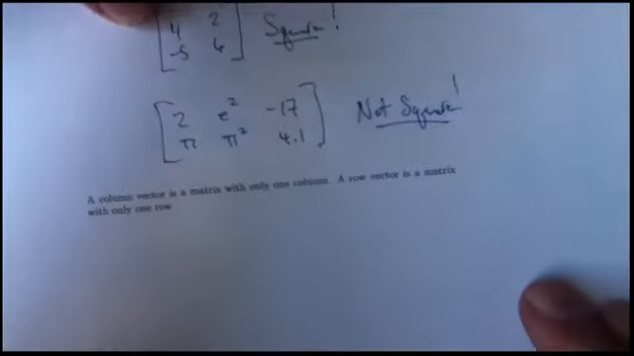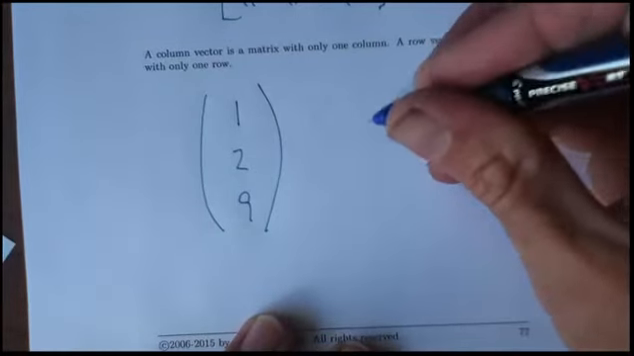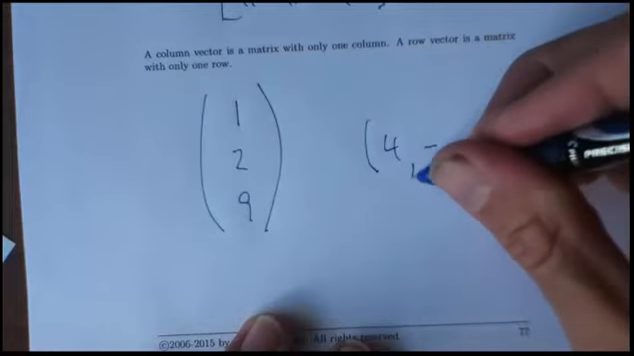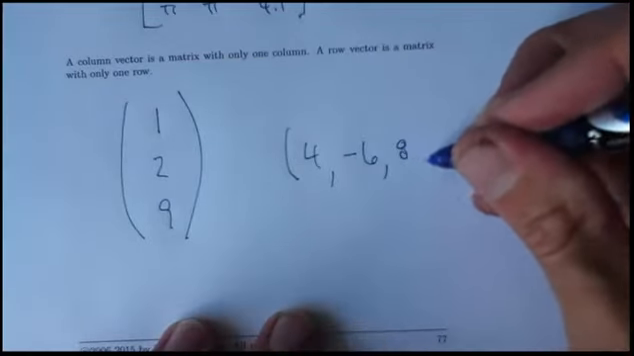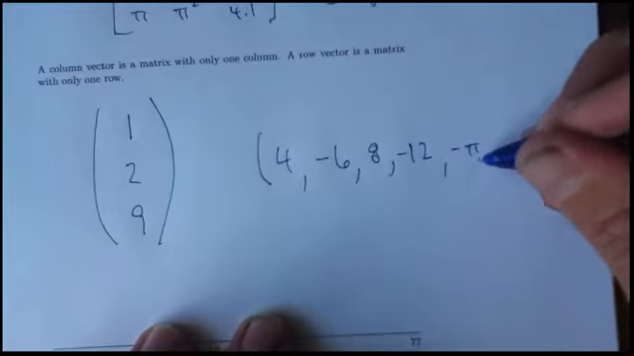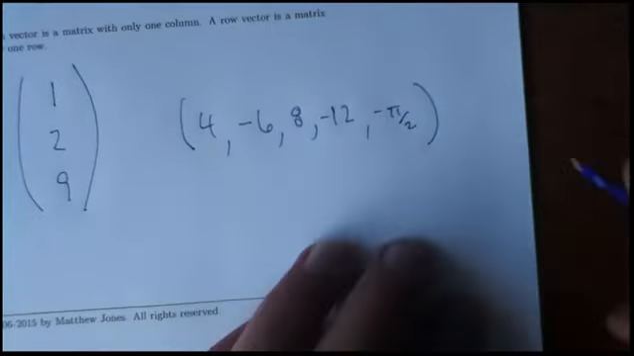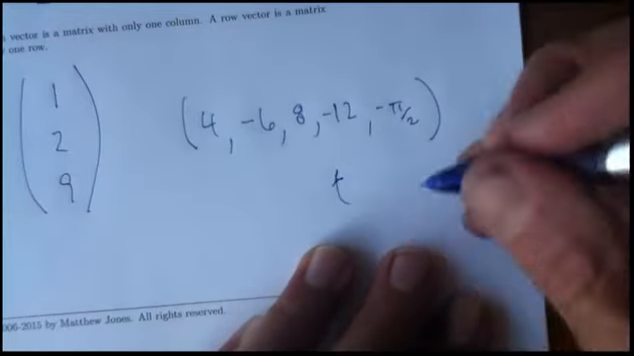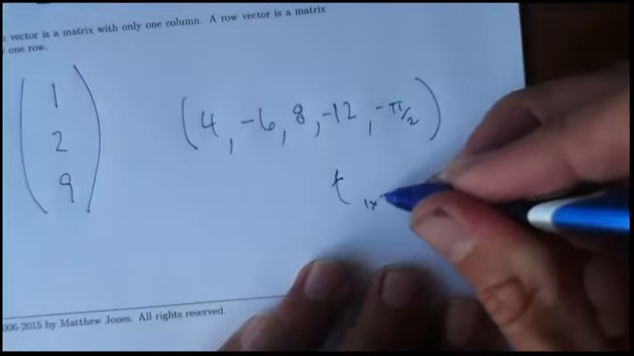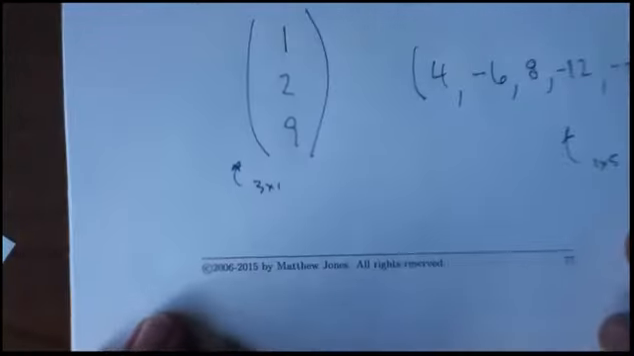A column vector is just a matrix with only one column. For example, 1, 2, 9, this way. That would be a column vector. A row vector is a matrix with only one row, something like this. The dimension of this would be 1 by 5. Right, 1 row, 5 columns. This one is a 3 by 1. 3 rows, 1 column.